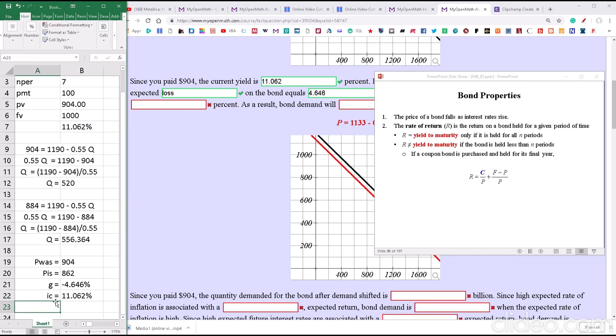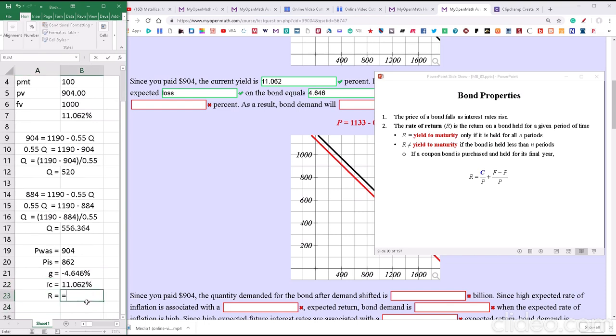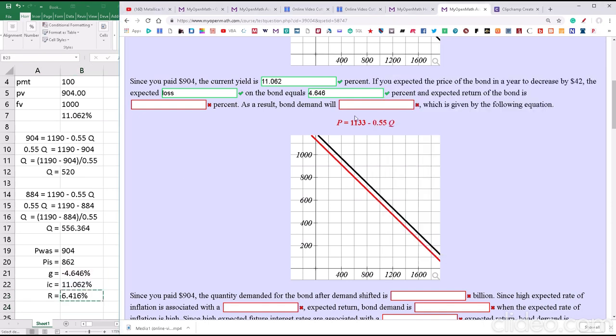Then the return, our return is the sum of these two, 6.416%. So we're just adding this to the negative gain, or we're taking the current yield and we're subtracting off the loss.